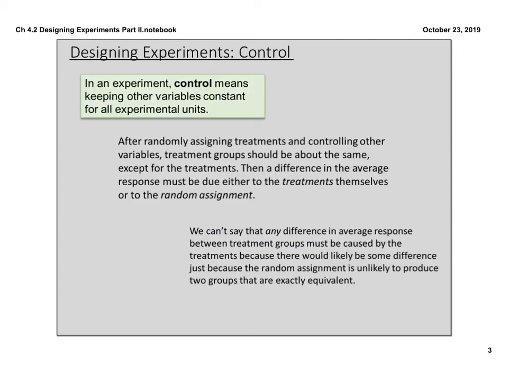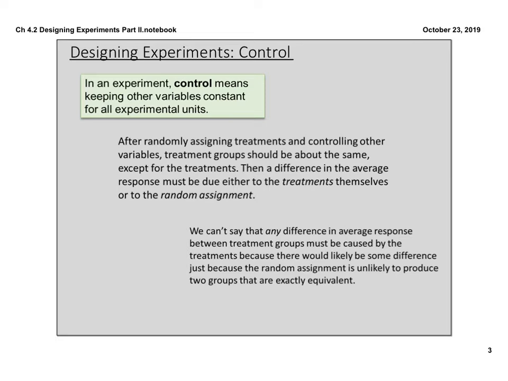All right, so we talked a little bit in the first part about control, but let's go into control a little bit more. In an experiment, control means that you keep every other variable constant for all experimental units. So the more controlled you can be, the more accurate your results will be. After randomly assigning treatments and controlling other variables, treatment groups should be about the same except for the treatments. Then a difference in the average response must be due to either the treatments themselves or to the random assignment.